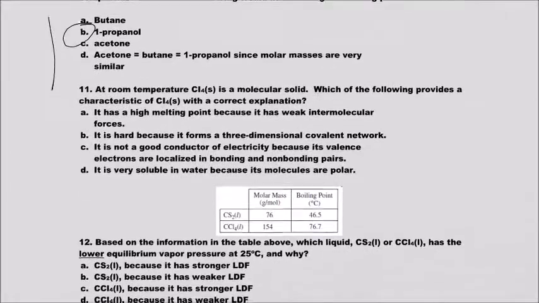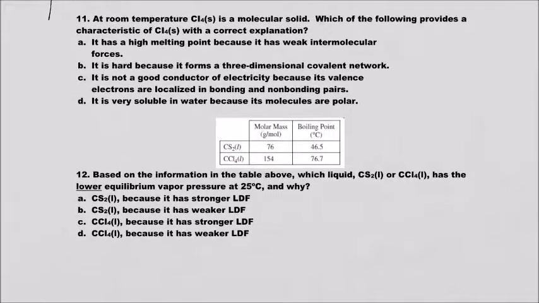Okay, 11. At room temperature, CI4 is a molecular solid. Which of the following provides a characteristic of CI4 with the correct explanation? Okay, think of molecules. Molecules are held together with IMFs to be a solid.